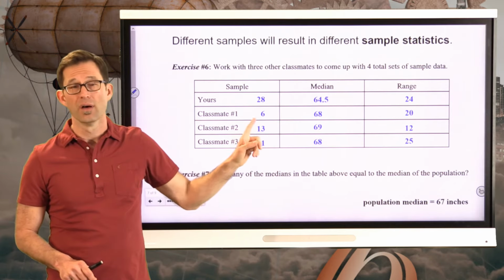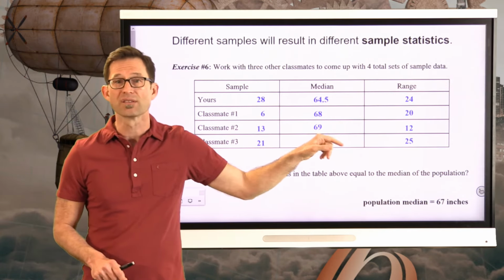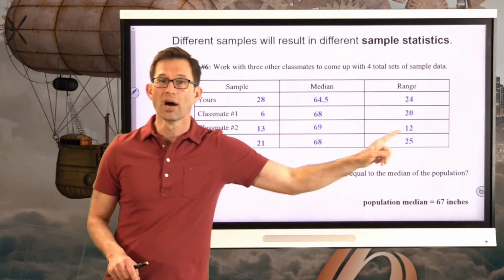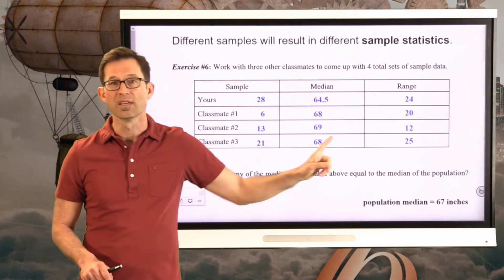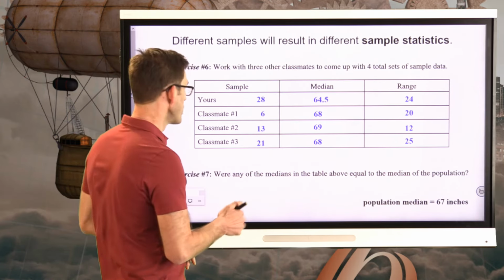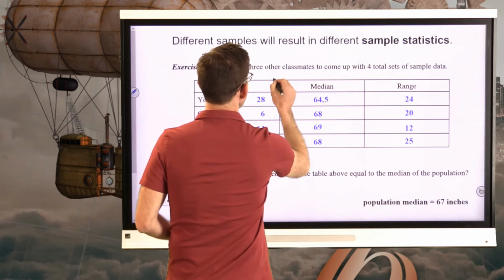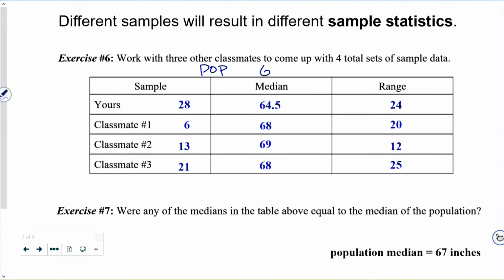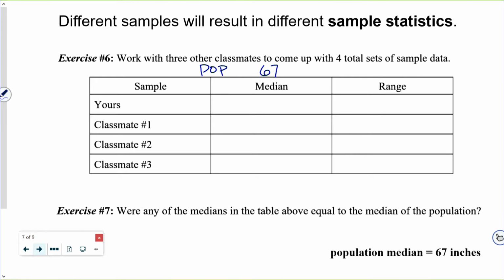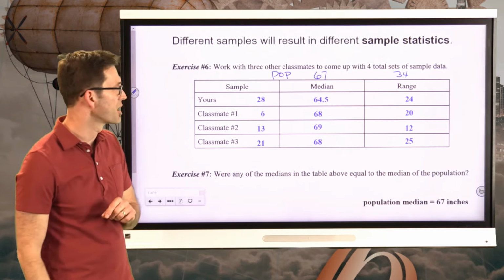And I found the row 6 had a median of 68, a range of 20. Row 13, median of 69, range of 12, 68, 25 for row 21. Remember, for the population, we had a mean of 67, and what did we have? We had a range of 34. Anytime I switch screens, those numbers disappear. That's okay, we can always make them reappear.